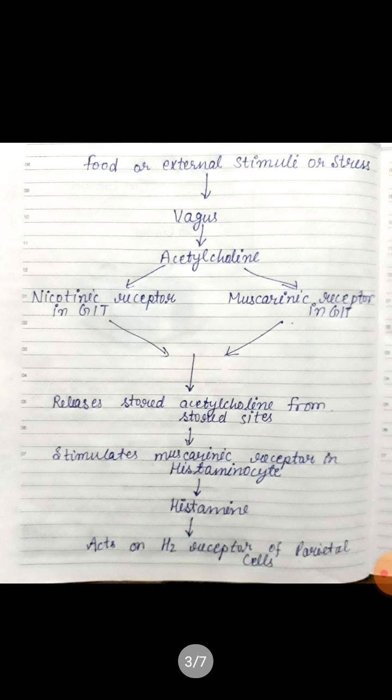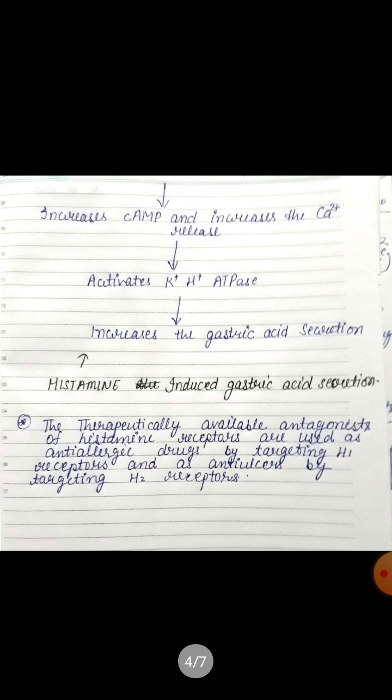Now come to the pathway. Food or external stimuli or stress stimulate the vagus, and from the vagus, acetylcholine is released, acting on the nicotinic receptor in the GIT and the muscarinic receptor in the GIT. These are the two types of receptors for acetylcholine. After the release of stored acetylcholine, the muscarinic receptor on the histaminocyte is stimulated, and then histamine is released and acts on the H2 receptor of the parietal cells.